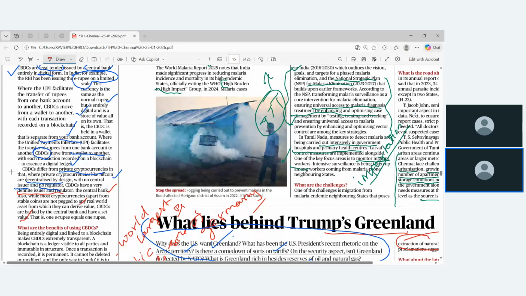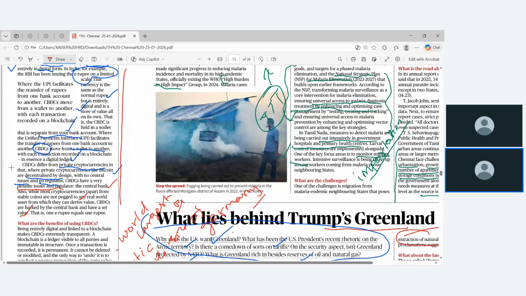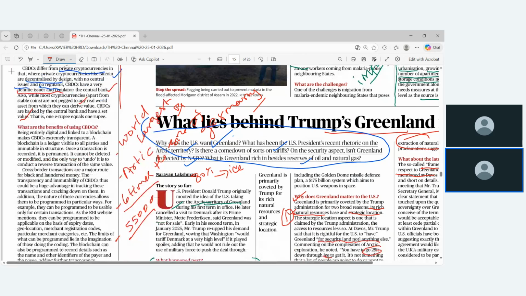So this is the difference between the private cryptocurrencies and the central bank digital currencies, which is proposed by the RBI to the BRICS nations. Now, how is it going to be beneficial? This is another area discussed here. Being entirely digital and linked to the blockchain makes central bank digital currency extremely transparent. This is one point: a blockchain ledger is visible to all parties, that is why it is highly transparent. And once a transaction is recorded, it is permanent. This is another reason: it cannot be deleted or modified.